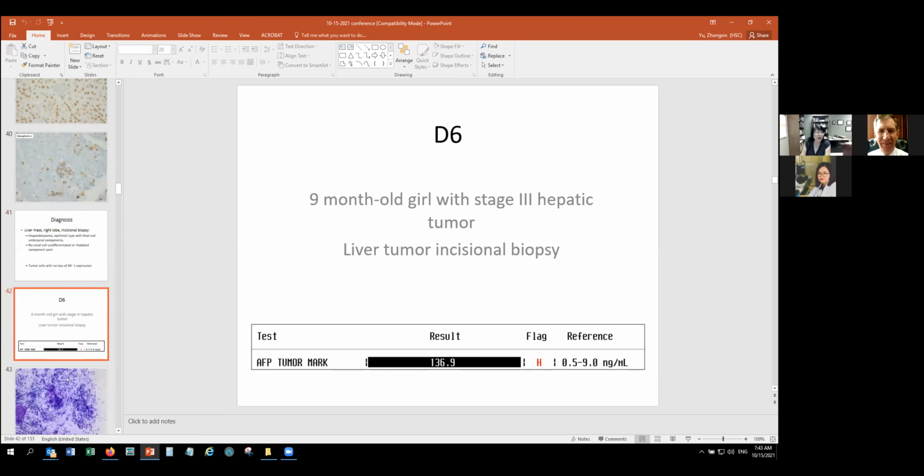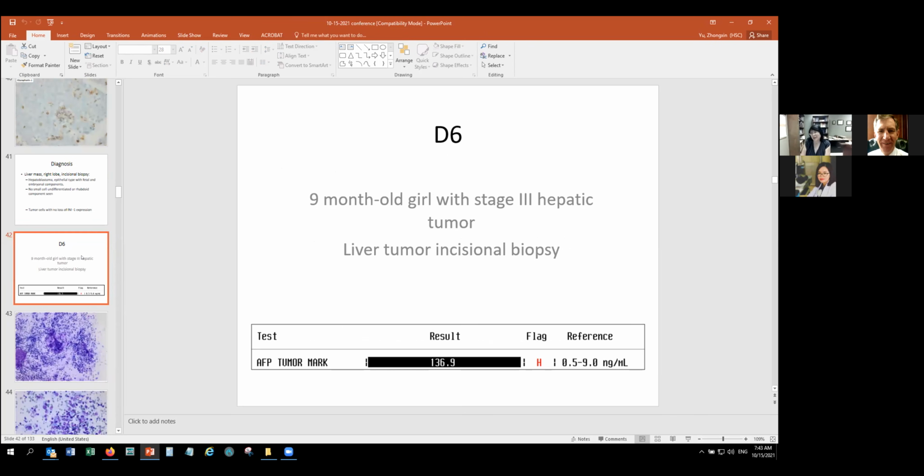So now we move on. That's all about hepatoblastoma. Then let's talk about D6, 9 months old. In pediatric pathology we deal with so many young patients, very young. And this one, AFP is kind of high, but not very high like the first 2-3 cases. Whenever it's not very high, we are thinking, is this hepatoblastoma or not? Because hepatoblastoma is usually very high.